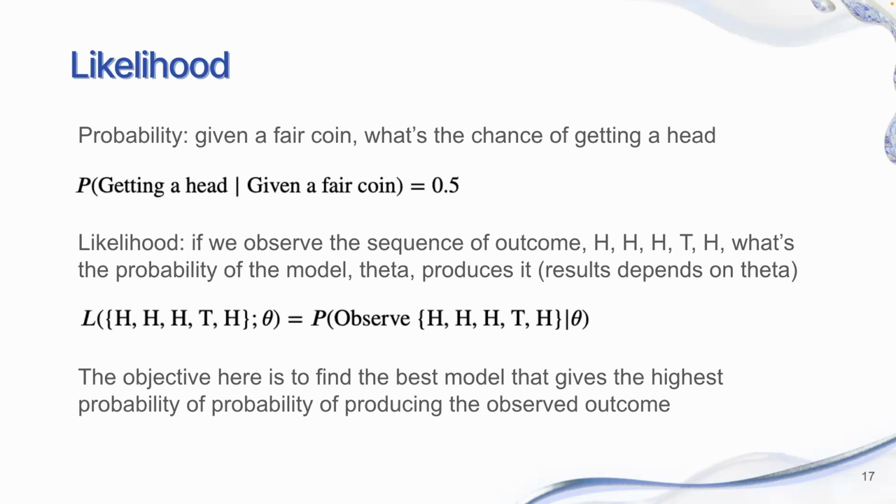For likelihood, your objective is to find the best model that gives the highest chance of producing the data. So those are kind of inverse. Probability is when you know what the model is and you try to recover the data, whereas likelihood is when, given this sort of data, you try to figure out the best model, or the potential model that generates this.